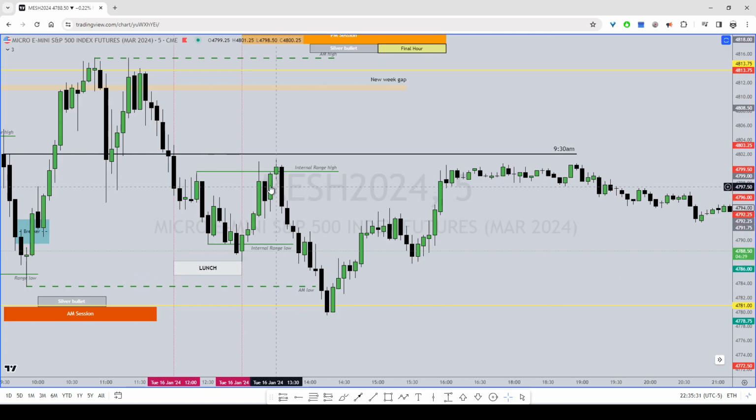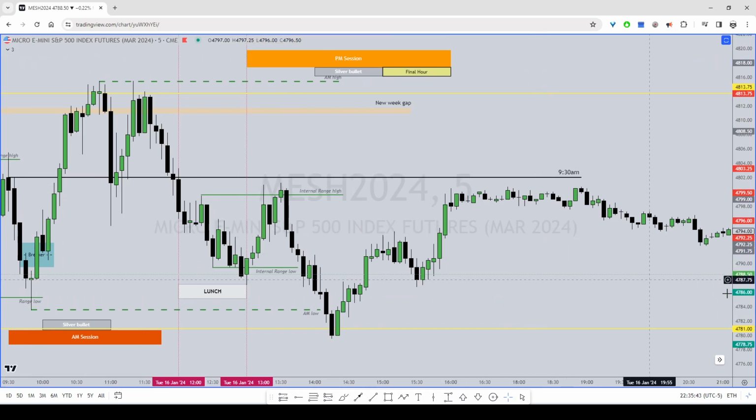You get your confirmation through lunch. Internal ranges high and low get taken. That's a confirmation that you're looking at the consolidation. It's just going to continue to work the range. And yeah, that's it. We'll do it again.